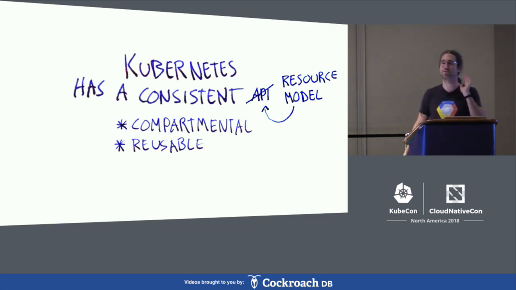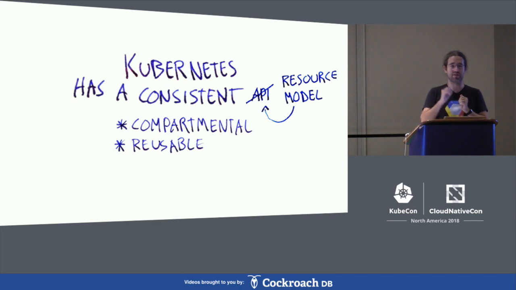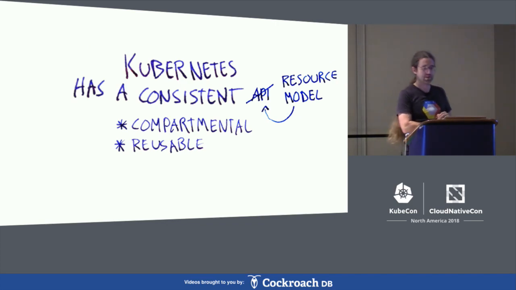All of the resources that Kubernetes exposes have the same verbs, the same words. And by the way, when I say resource, I mean the type. I like to call individual items objects. Just in case that's not clear. So Kubernetes has a consistent resource model. It is compartmental and reusable. And this means the things that we make API objects for, the things that we make resources for, they're little pieces of functionality that you can mix up and combine with operators and controllers and higher level abstractions.